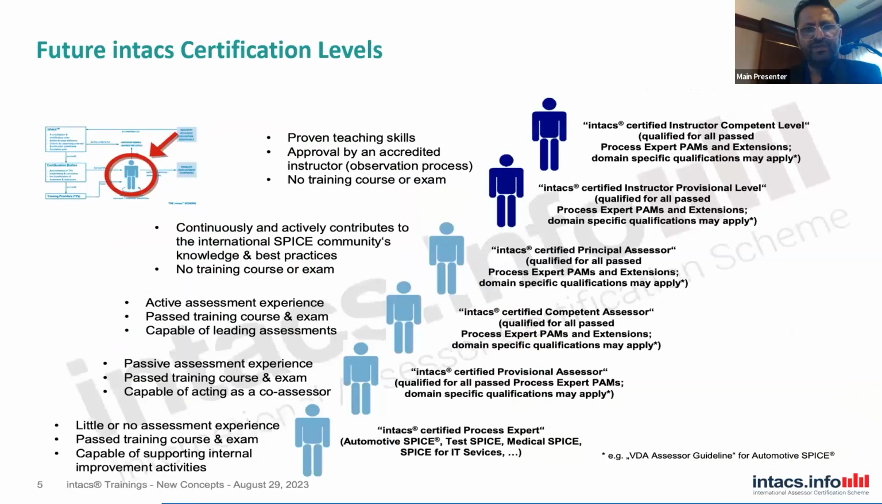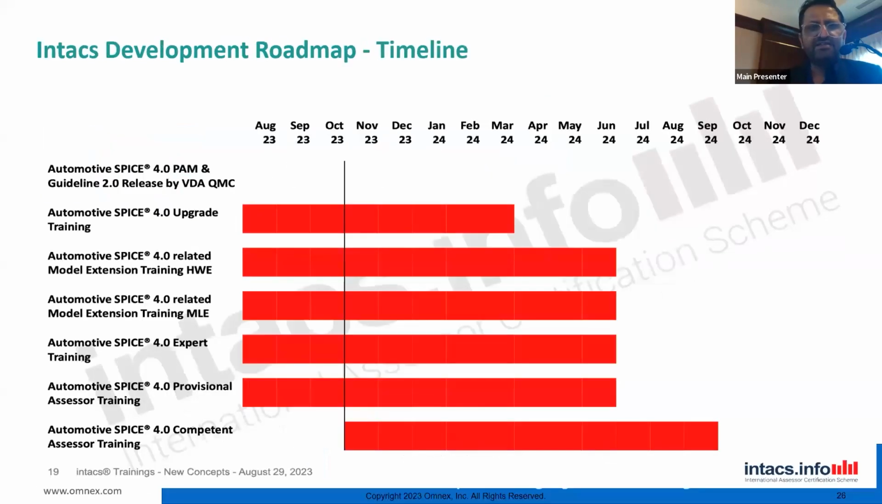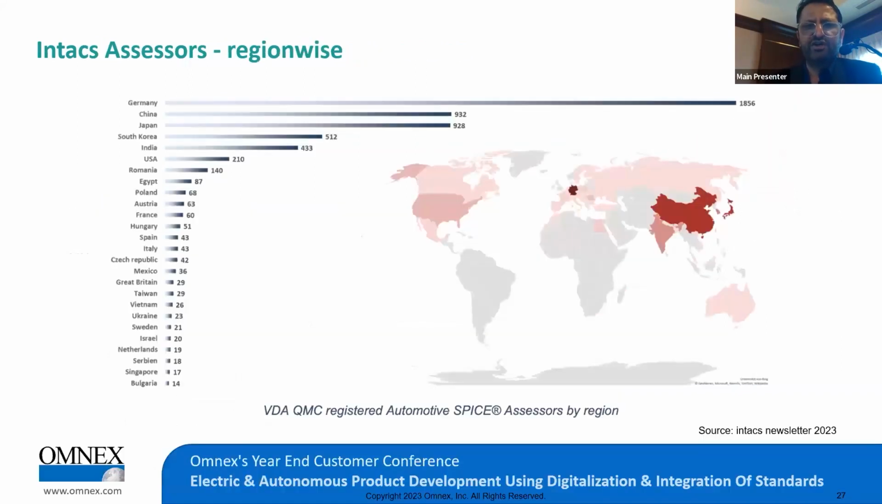So this is the new level. We always see this slide whenever we go through Intacs' understanding. Now instead of 5, there are 6 levels, and process expert is one additional level. And this is the training timeline. By next year, June, we are expecting to release all the trainings related to provisional assessor, competent, and expert training. It was almost done, but considering the 4.0 release, it was halted, and now it will be there. By next year, June, this entire training, and there will be a transition period, so we'll see whether it's 1.5 or 2 years.